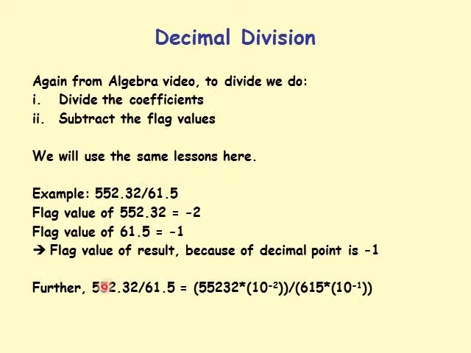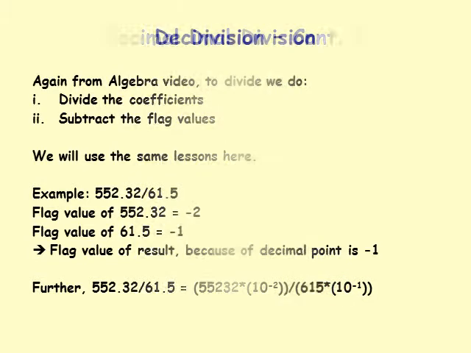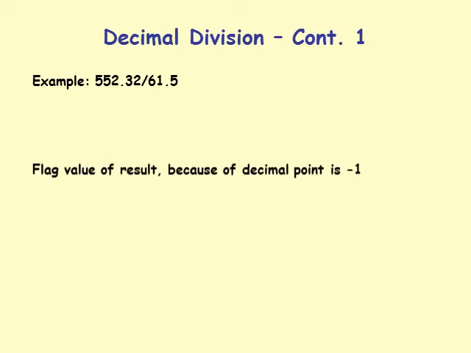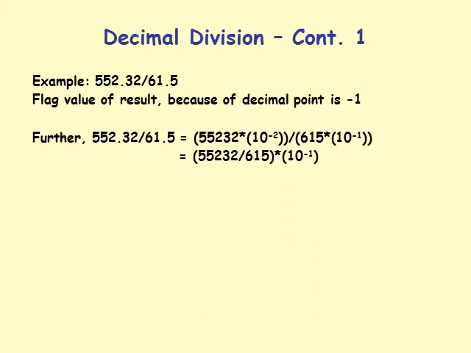Now we will try to divide further. 552.32 divided by 61.5 is, you can do that, 55232 times 10 to the negative second power divided by 615 times 10 to the negative first power. So let's continue. That is the division of the coefficients 55232 divided by 615 and the negative first power of the base number 10.